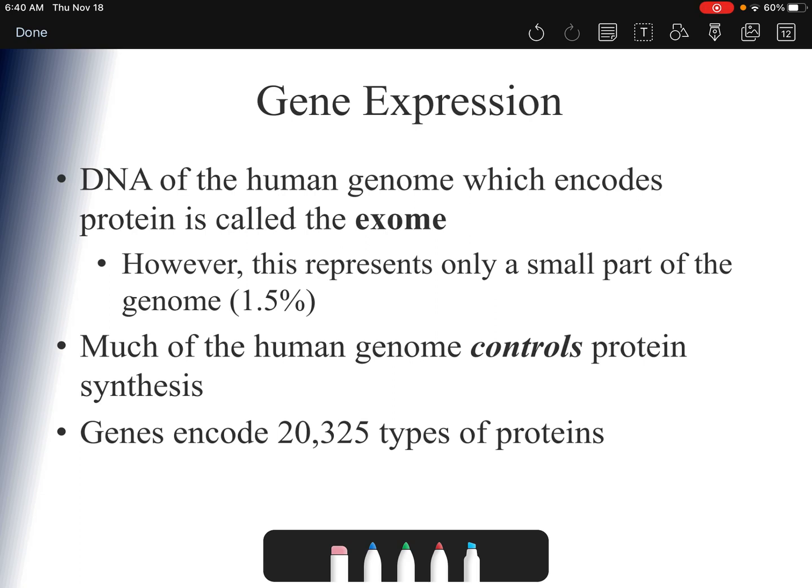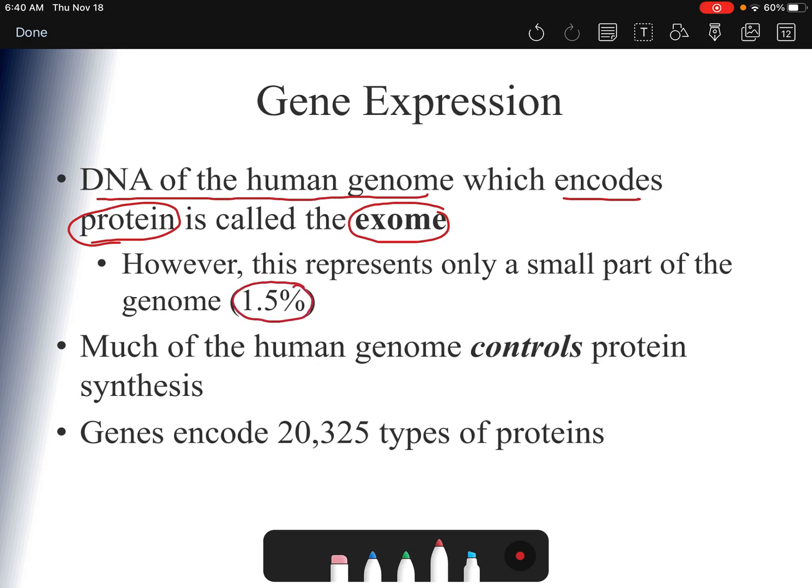Well, one of the terms we probably didn't cover very much in biology is what's called the exome. The exome is the part of your DNA in your human genome that actually codes for protein. It only represents 1.5% of your overall genome. So that's kind of an astounding number, that only 1.5% of your DNA actually codes for proteins. So what is the rest of it there for?